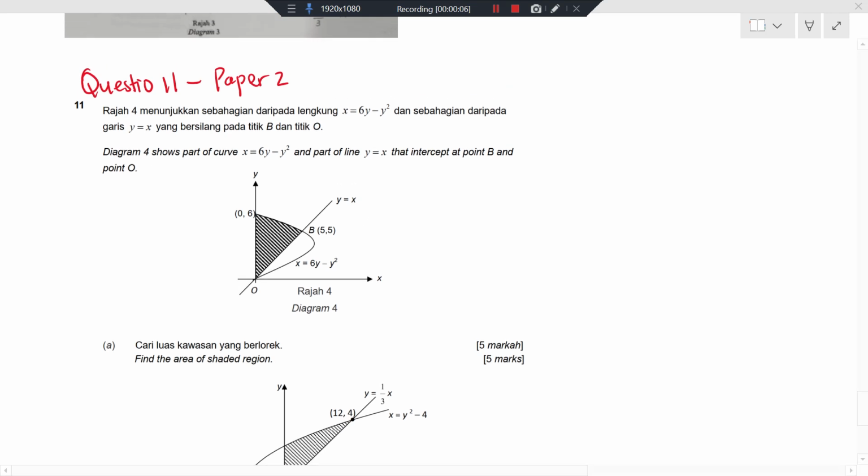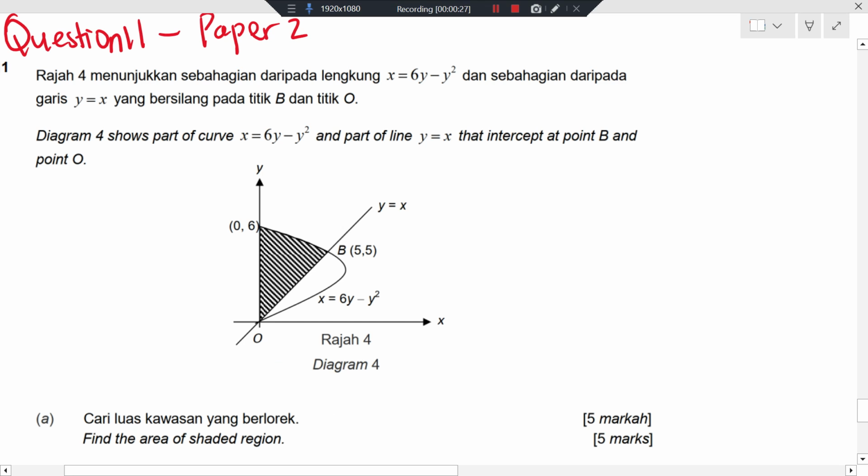This is question 11, paper 2, chapter 3, integration. Okay, let's go to the question. Diagram 4 shows part of the curve x equals 6y minus y square, and part of the line y equals x that intercepts at points B and O. So 0, 0 is one of the points, and B is also given as 5, 5. Now find the area of the shaded region.